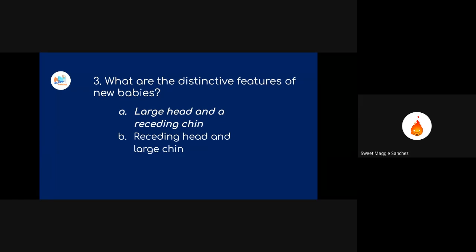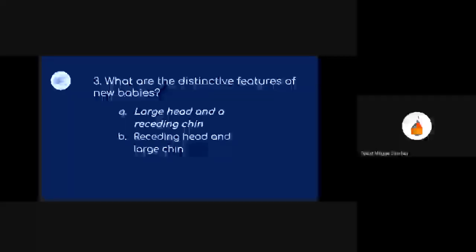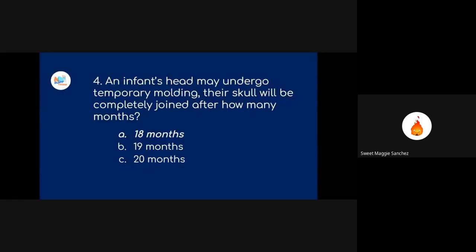And the receding chin is also not as sharp if it's for the breastfeeding period. Okay. Question 4. An infant's head may undergo temporary molding. So, their skull will be completely joined after how many months? So, 18 months pa. Yes.